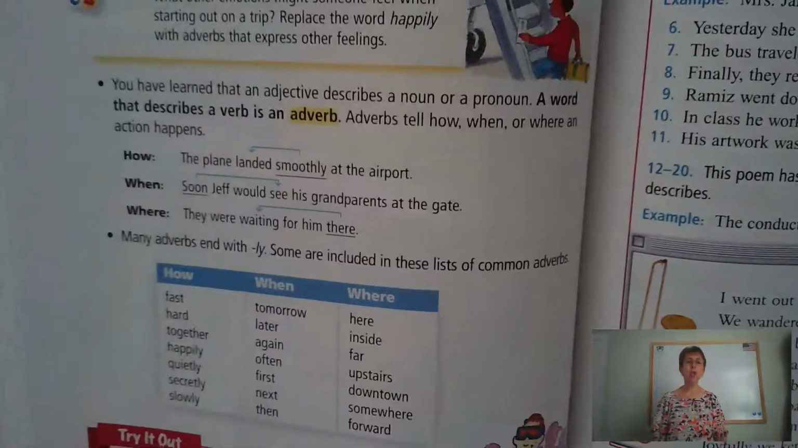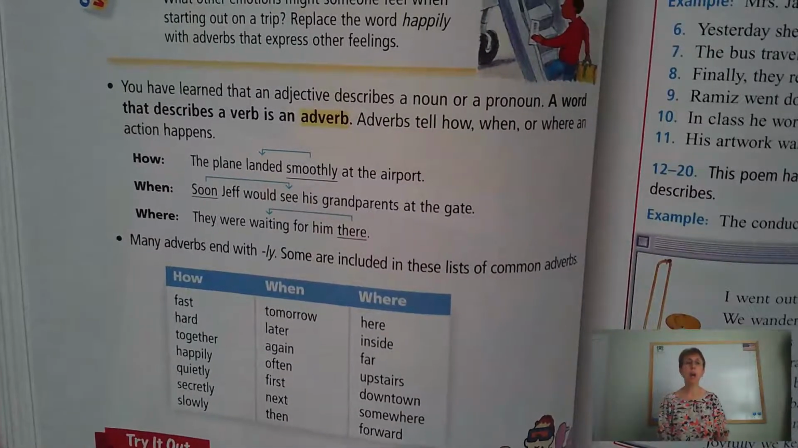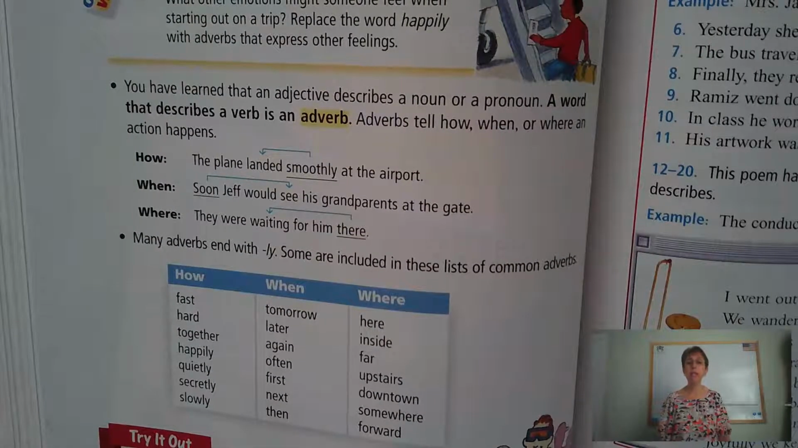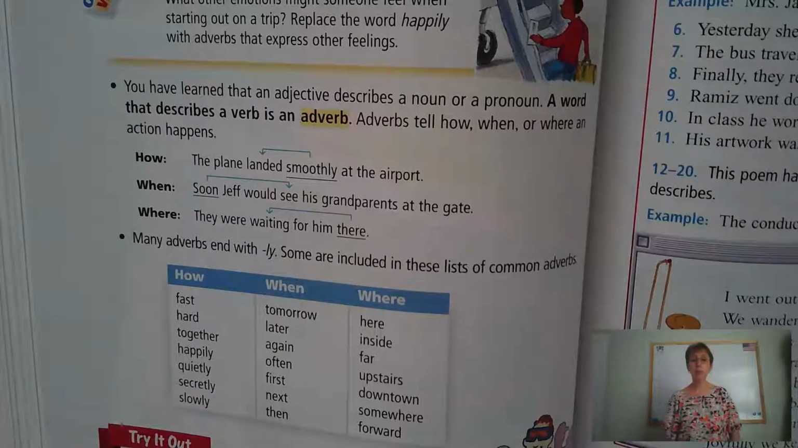Let's look what it says at the top. You have learned that an adjective describes a noun or a pronoun. A word that describes a verb is an adverb. Adverbs tell how, when, or where an action happens. The examples. The plane landed smoothly at the airport. Landed is the verb, and then we ask, how did the plane land? It landed smoothly.